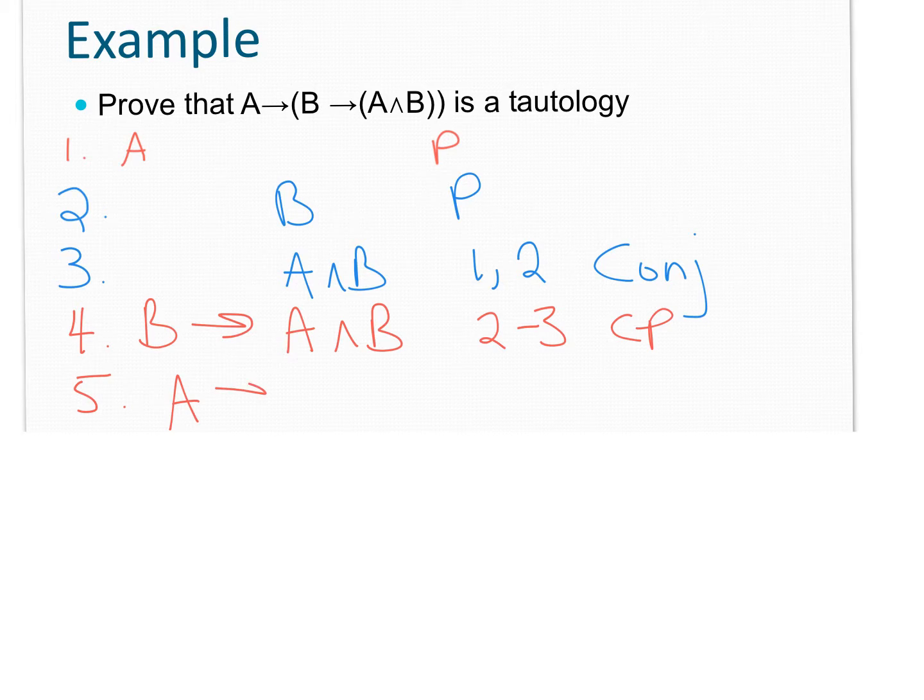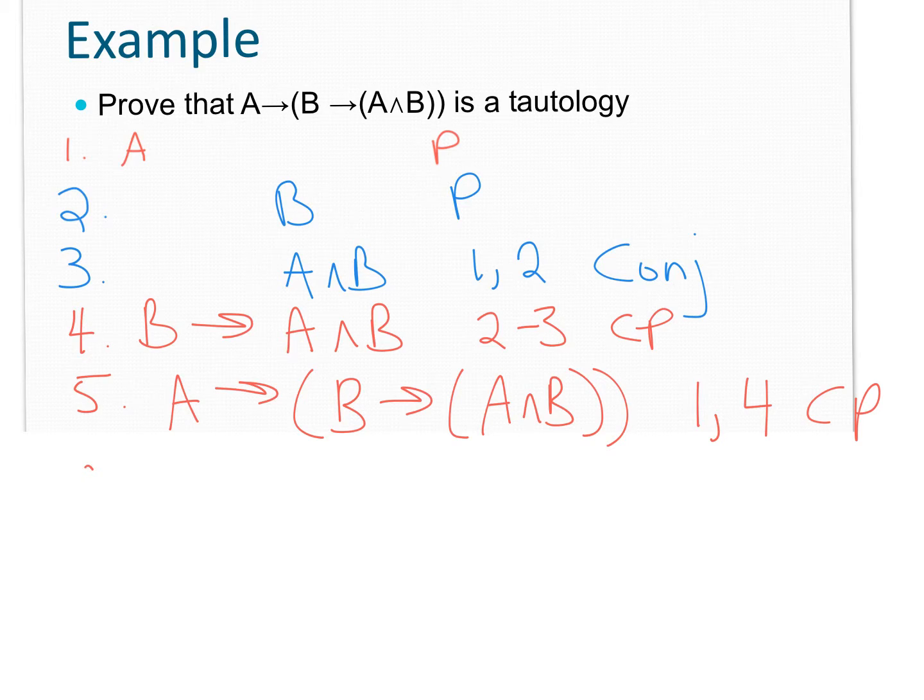I can say, oh, look at that. A implies B implies A and B, based on lines 1. And now I really do say 1, 4 because the stuff in the middle was discharged, and CP. Cool.